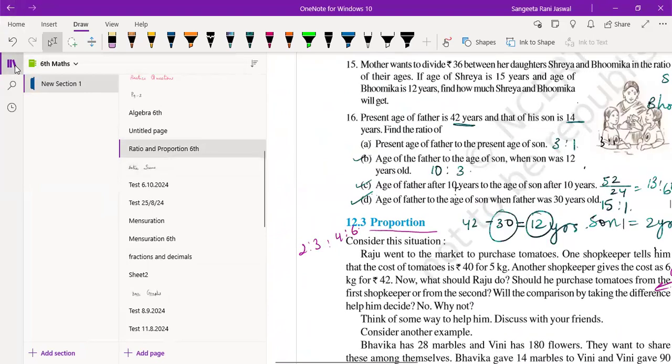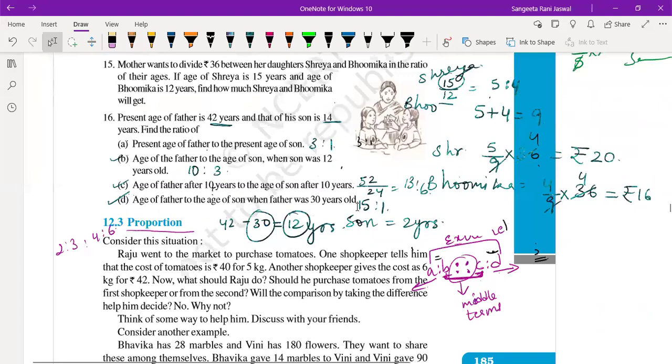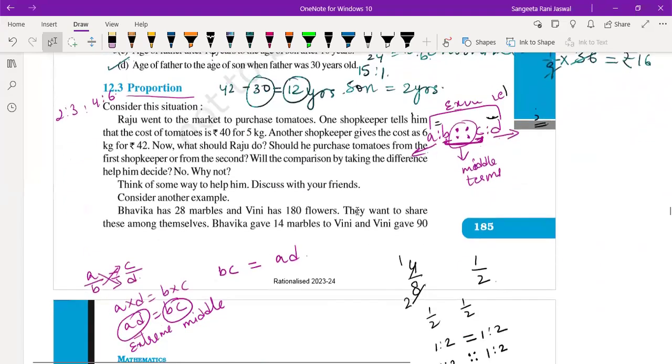Okay, now we have the proportions part, right? See, in proportions, we know when do we say that two quantities are in proportion? When two ratios are equal, we say that the ratios are in proportion.